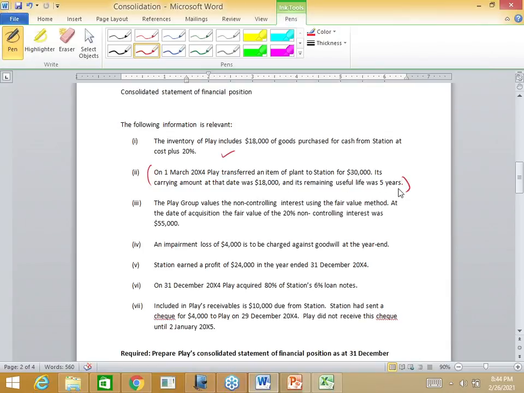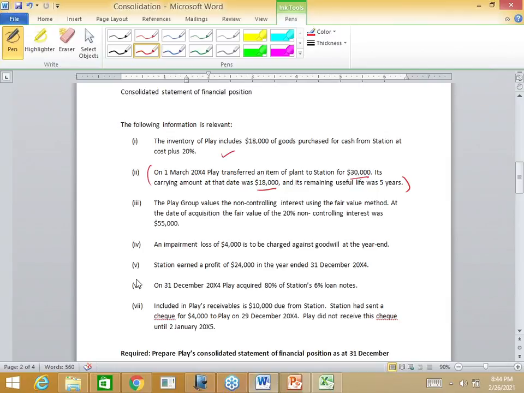On 1st March 2004, Play transferred an item of plant to Station for 30,000. Its carrying amount is 18,000. So you can see there is a gain on transferring a plant from 18,000 to 30,000. So you cannot recognize a gain within the group.